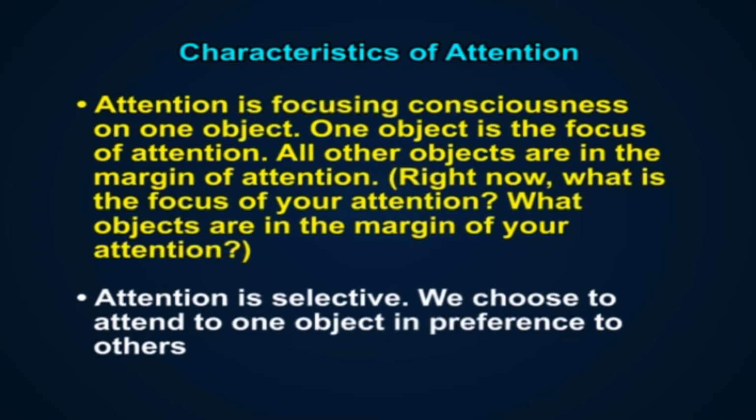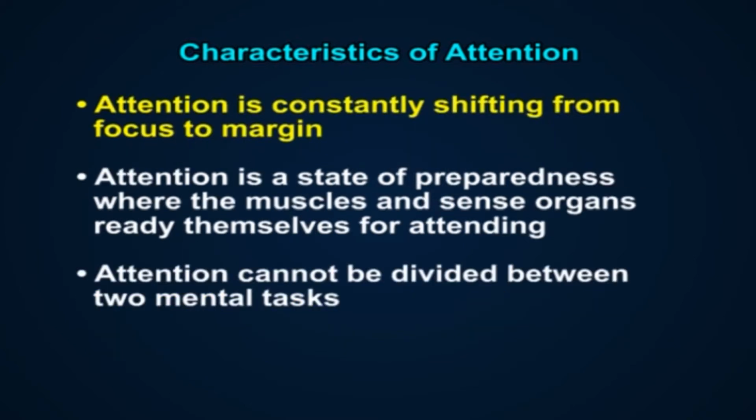What is the focus of your attention? What objects are in the margin of your attention? Attention is selective. We choose to attend to one object in preference to others. Attention is constantly shifting from focus to margin. It is a state of preparedness where the muscles and sense organs ready themselves for attending. It cannot be divided between two mental tasks.